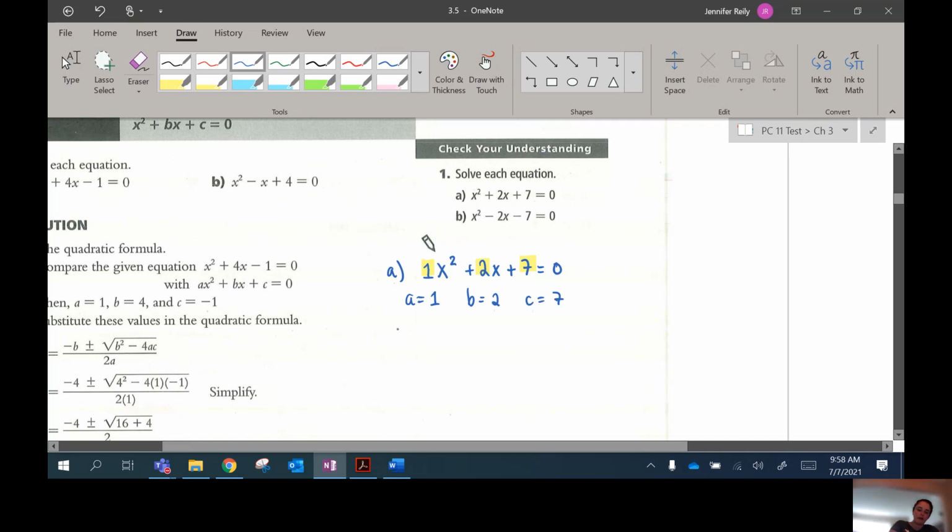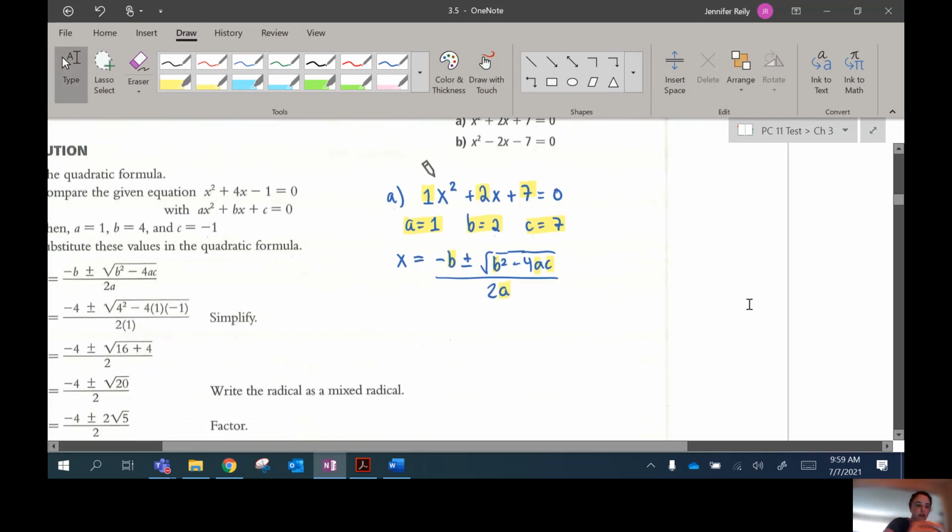So we're going to use the formula. I'm just going to write it from memory because I just remember it, but you can flip back to that last page and see what it is. It's negative b plus or minus square root b squared minus 4ac all over 2a. So wherever there's a b, an a, or a c, we're going to use these values.